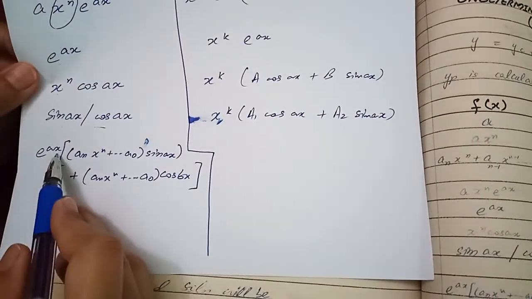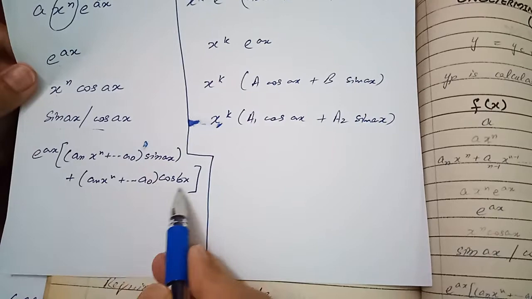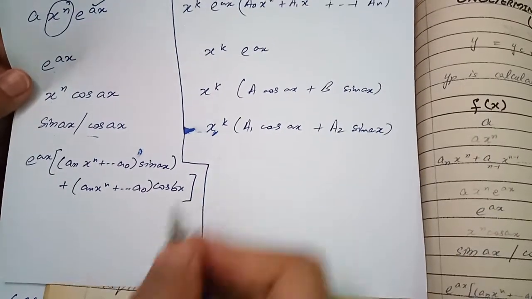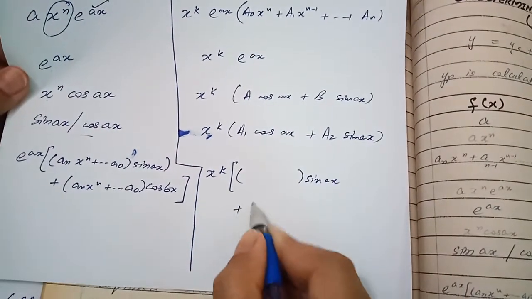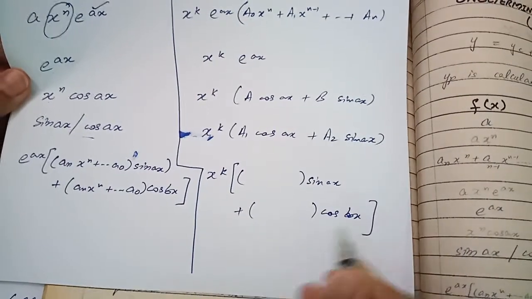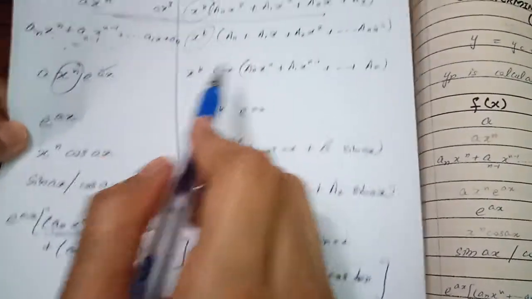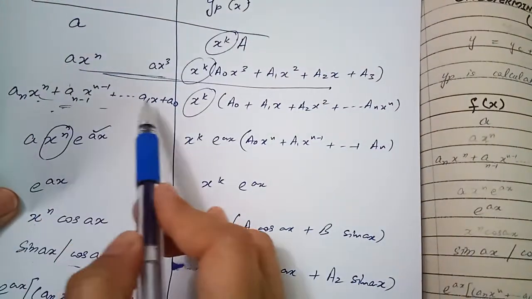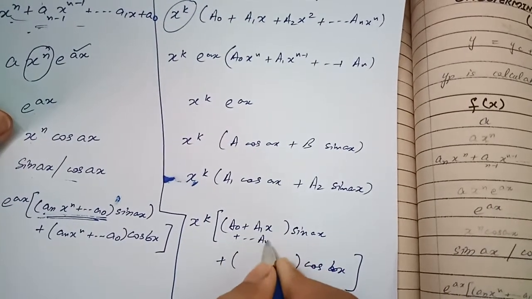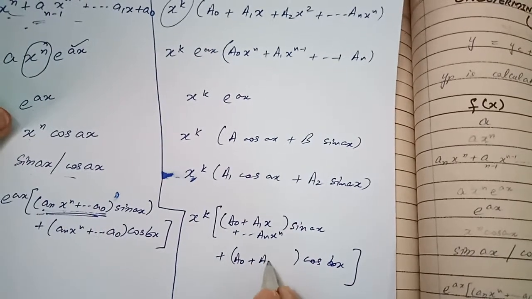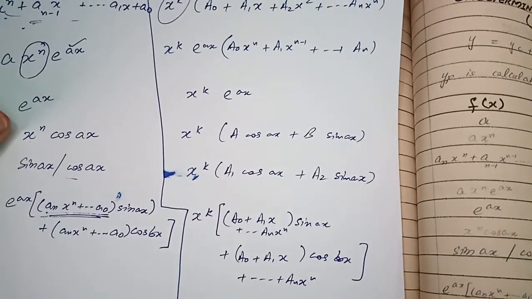And if you have, for example, e^(ax), some polynomial multiplying sin ax plus some polynomial multiplying cos bx, then we are going to write x^k e^(ax) (bracket sin ax plus bracket cos bx). Now look at these. This is the same as this one, so you have to write this thing. So it's a0 plus a1 x plus until a_n x^n, and the same thing here, a0 plus a1 x plus until a_n x^n. I hope you are clear how to write the particular solution.